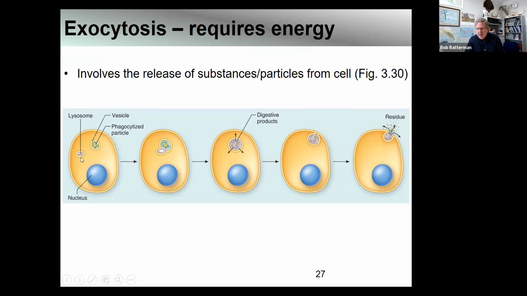It also has membranous organelles called lysosomes. You should have read about those earlier in the chapter. These are organelles that have powerful hydrolytic enzymes in them. Enzymes that can break down organic molecules like carbohydrates, big polysaccharides, can break down proteins, can break down lipids.